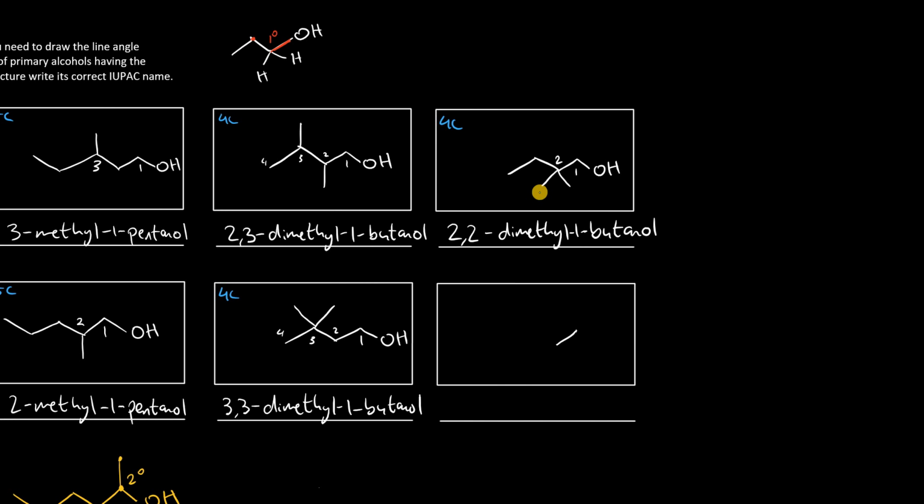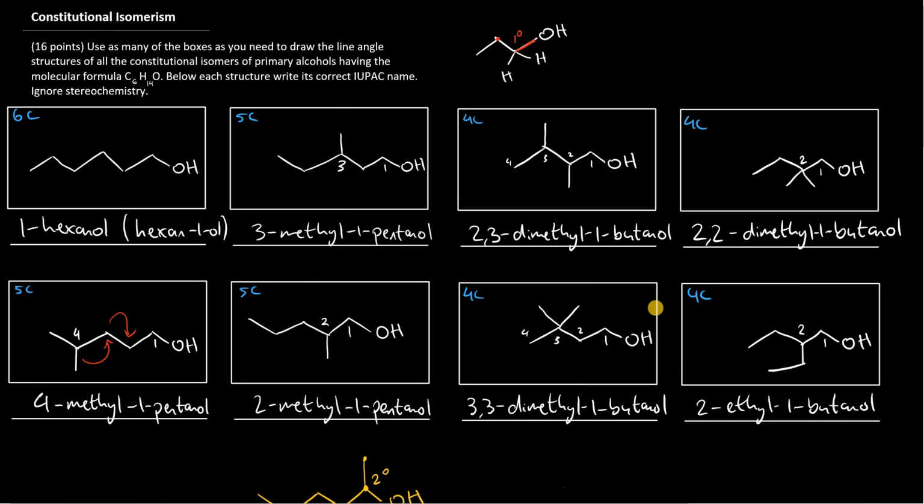Again, we keep the alcohol primary here. We can draw out our 4-carbon chain, and we can attach an ethyl group, let's say right here. That would be a viable structure. The way to name this would be 2-ethyl-1-butanol. So these are all 8 structures for C6H14O. Remember, when you tackle these problems on the exam, start with the longest carbon chain and then gradually move down.